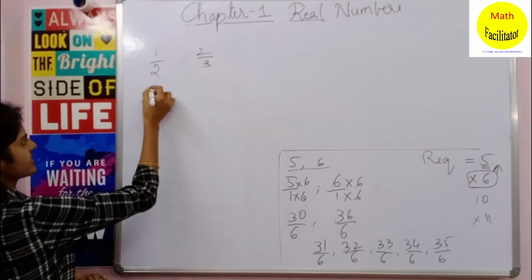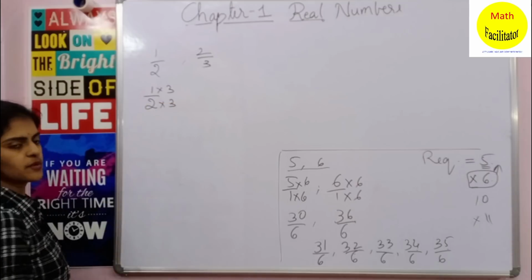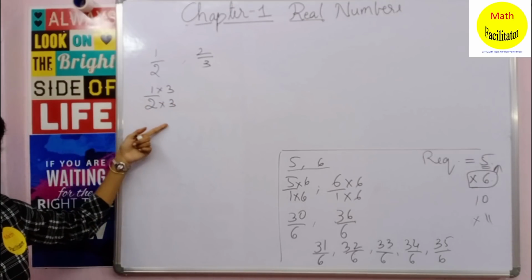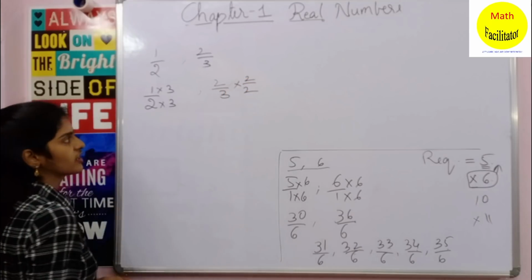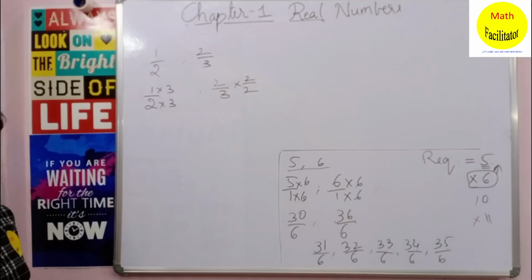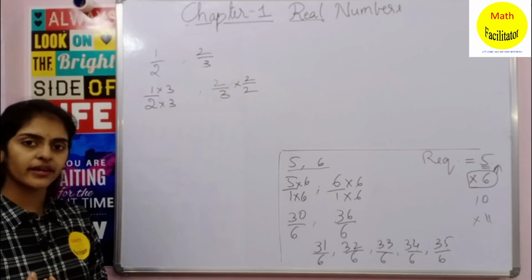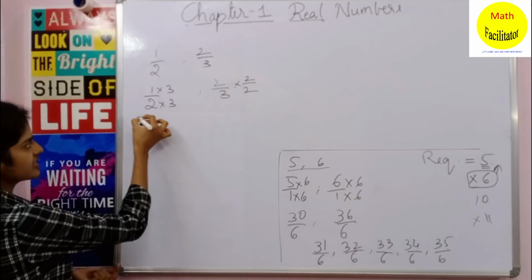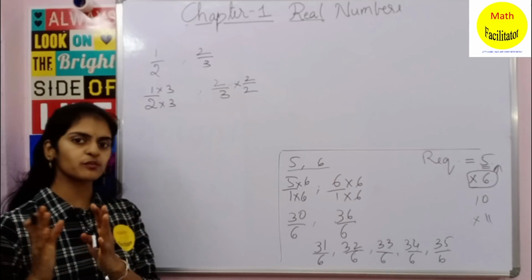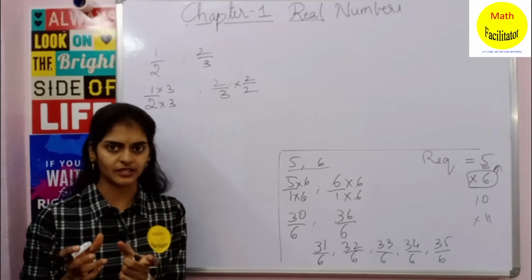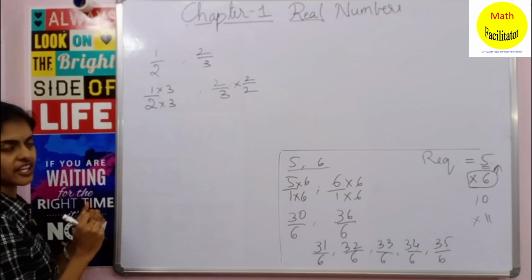How? Let us see. 1/2 can be multiplied with 3, both on the numerator and denominator, and 2/3 can be multiplied with 2, both on the numerator and denominator. Why did we do this? Because 2 times 3 is 6 and 3 times 2 is 6. Here we are able to equate the denominator if we multiply the first term by 3 and the second term by 2. So our aim is to bring both the denominators to a common denominator. We want like fractions, that means the denominator has to be the same. So that is what we are doing here.